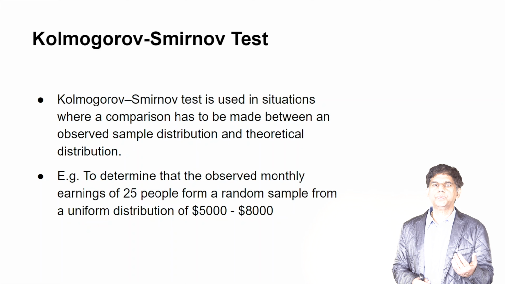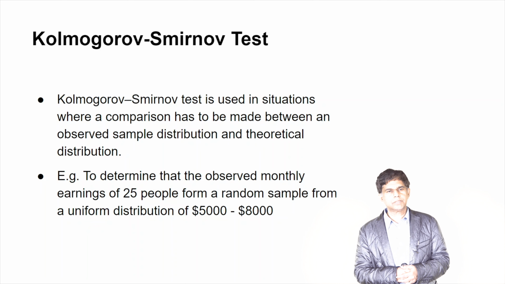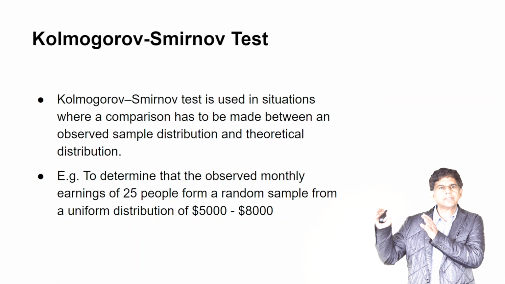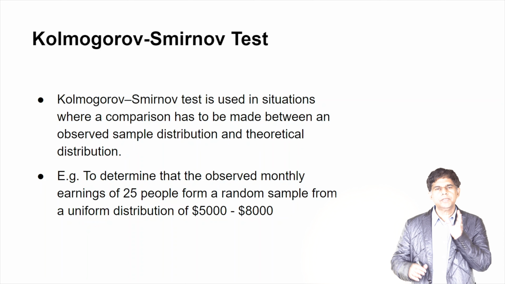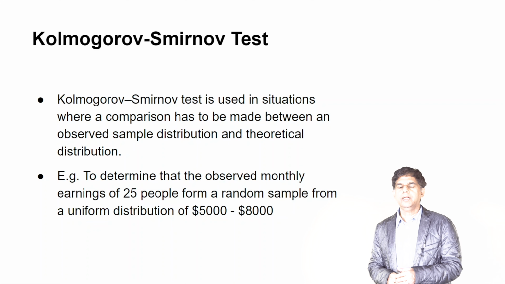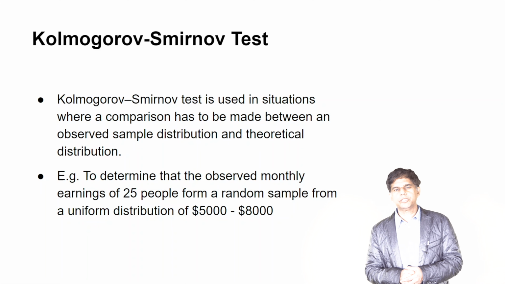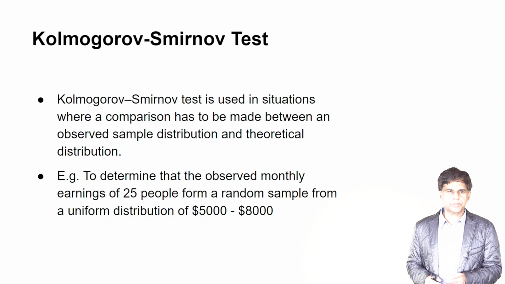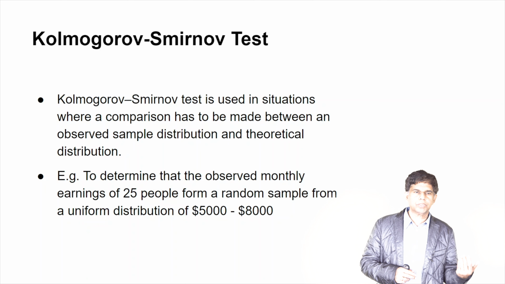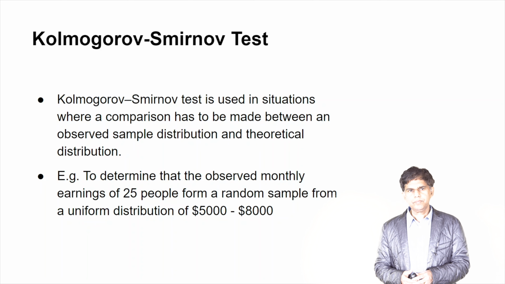Now, you have the Kolmogorov-Smirnov test. It's used in a situation where a comparison has to be made between an observed sample distribution and a theoretical distribution. You're comparing to a theoretical distribution. Let's say an example: the observed monthly earnings of 25 people, a random sample from a uniform distribution from 5,000 to 8,000. Always remember, you're comparing an observed sample distribution to a theoretical distribution.